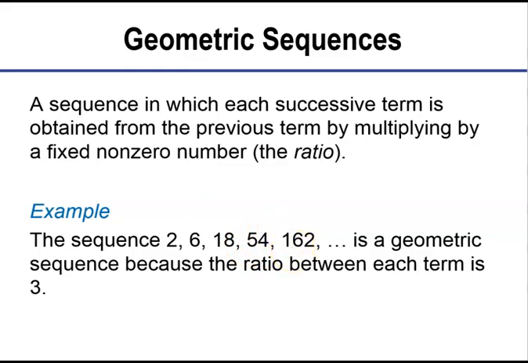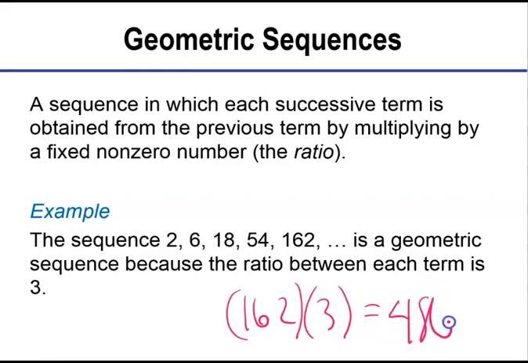Once again, you know what I'm going to ask. What is going to be the next term in the sequence? 162 times 3, which would give me, stand by, 486. That would be the next term. And then to get the one after that, we multiply it by 3 as well. So that's called a geometric sequence.